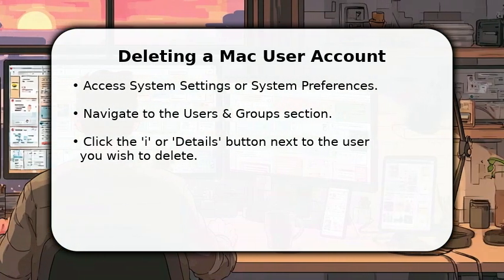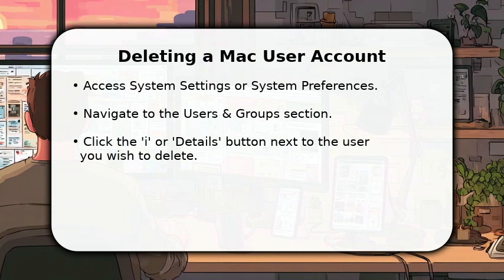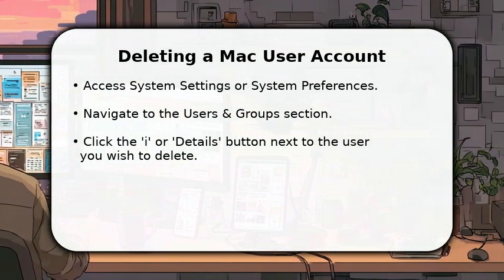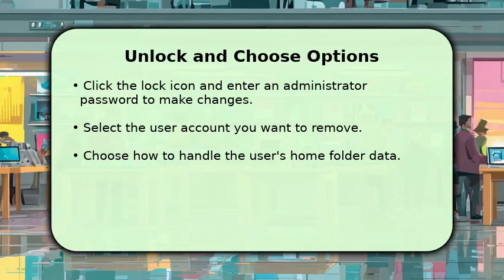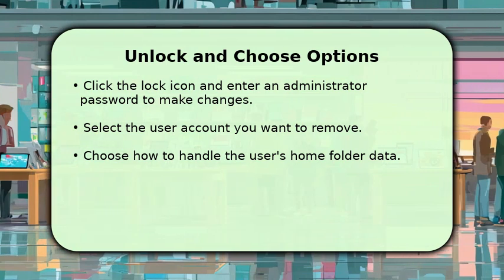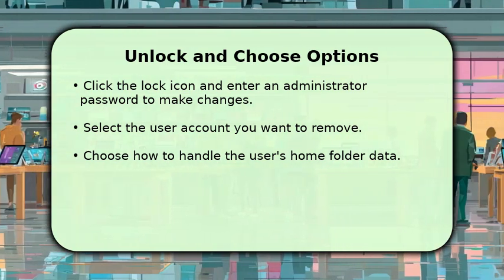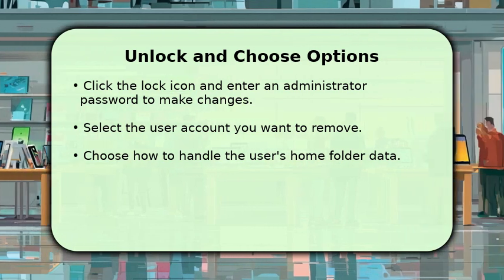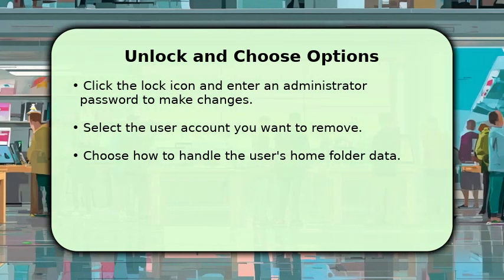Find the account you wish to remove and click the small I or Details button next to their name to access their specific settings. To make any changes, you'll need to click the lock icon at the bottom left of the window. Enter an administrator's password when prompted to unlock the settings. After unlocking, select the user account you intend to remove.